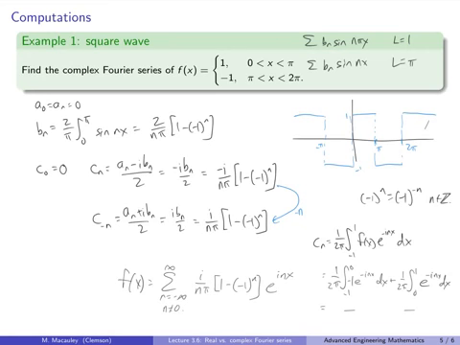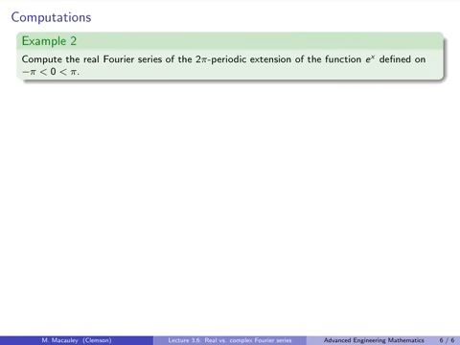I think you'll agree that it was easier just computing this bn and then literally plugging it into this formula and getting out this thing right here. So this is one case where it's easier to compute the real coefficients and then use the formula to find the complex coefficients. In the next example, we're going to do one where it's the opposite.